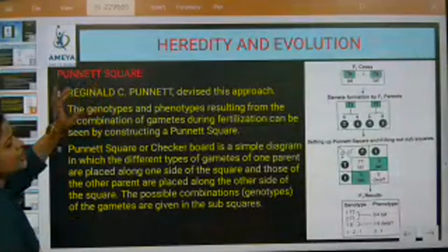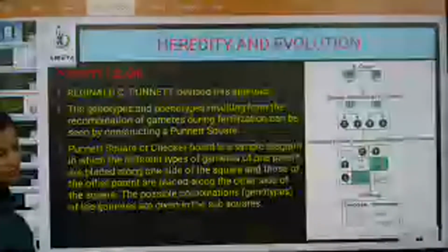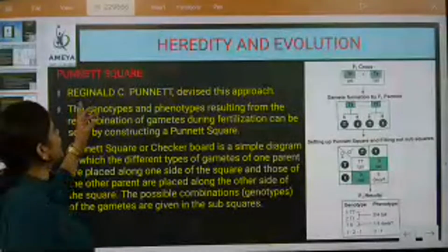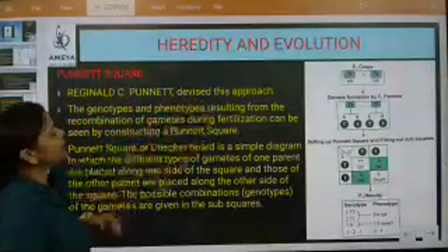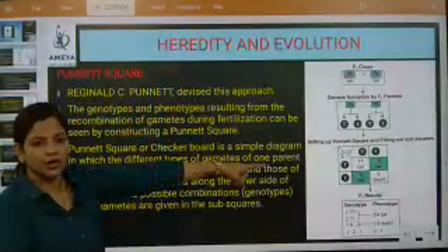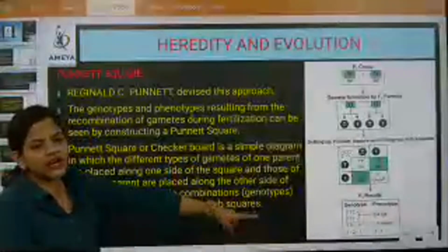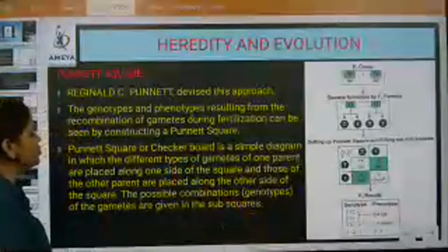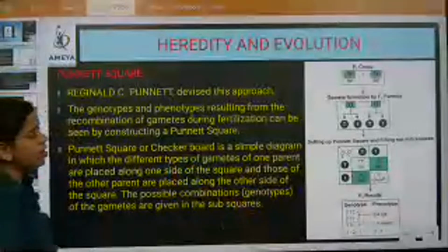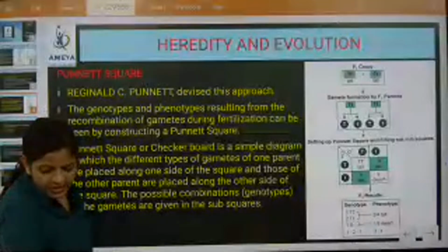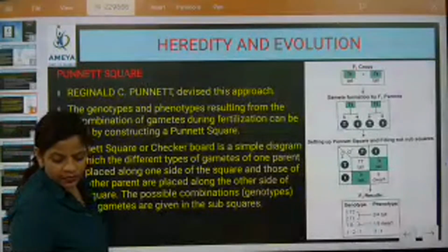Now after that, the Punnett square. Based on Mendel's observation, one Punnett square has been made. Reginald C. Punnett devised this approach and he made one square rule. Can you see the square rule? How he has made it in a very simple contrasting way. So this rule is called the Punnett square rule. Is the Punnett square rule there in the NCERT book? Yes, ma'am. Checkerboard. Yes, the checkerboard part is exactly considered as the Punnett square. So here this Punnett square part we will be checking and we will be writing.